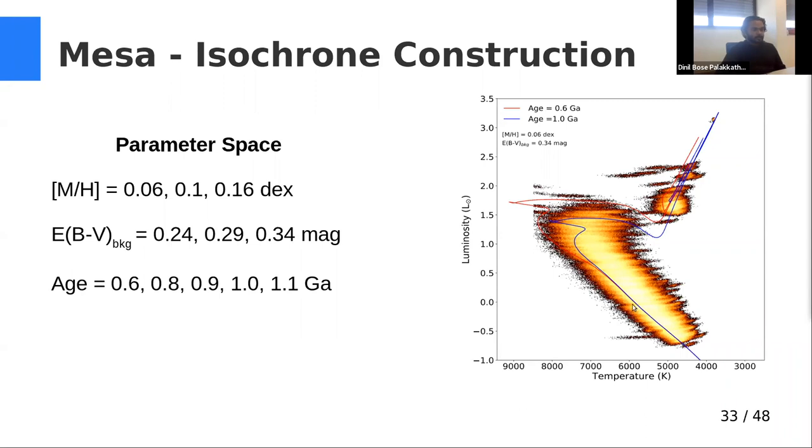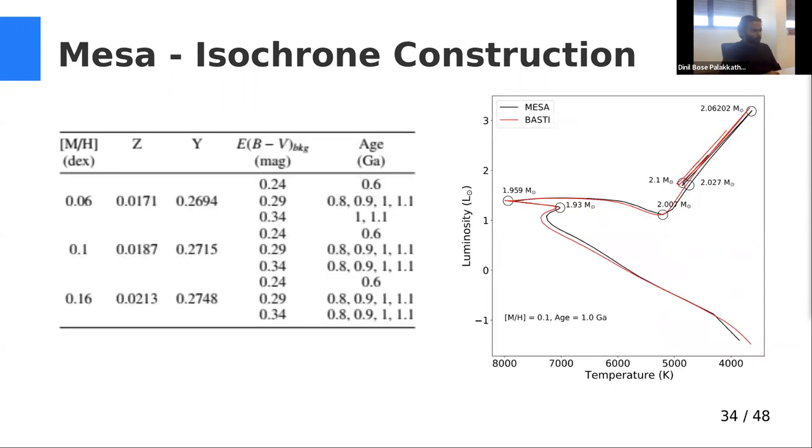Here, if you see the 1 gigayear isochrone, which is represented in blue, you can see that it fits the cluster very well. And if you see the red isochrone, which has 0.6 gigayear age, it does not fit the cluster. So we can remove this isochrone from our analysis. In this table, I am showing the isochrones which I have used for our analysis.